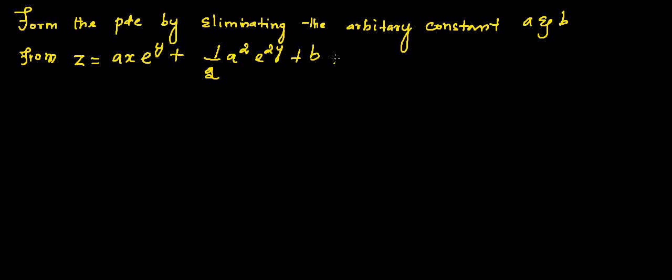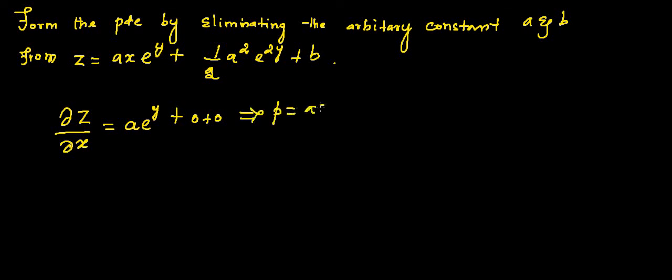Okay, for this particular problem, we are going to form a partial differential equation by eliminating the arbitrary constants a and b from z is equal to ax plus a x e power y plus 1 by 2 a square e power 2y plus b. Now differentiating with respect to x, we get dou z by dou x equals a into e power y, where when we differentiate x, it becomes 1. The other terms don't have any x, so they become 0, which implies p is equal to a into e power y.